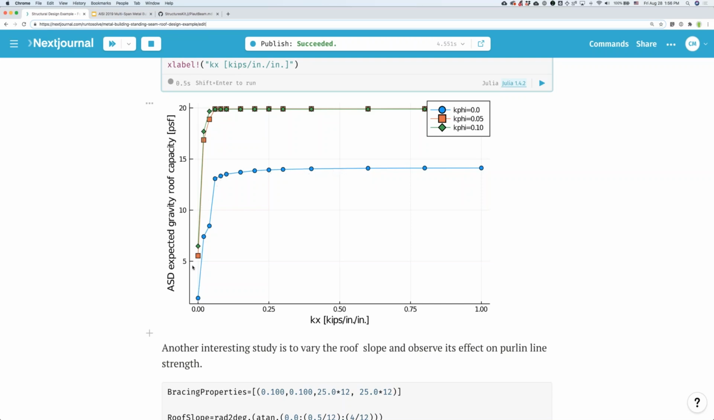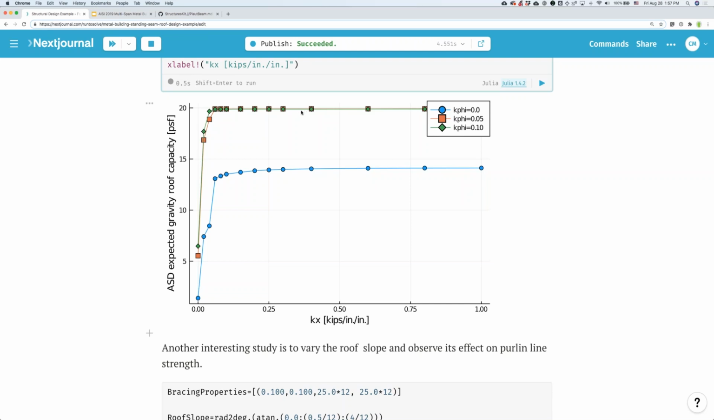You can see here the sensitivity to the lateral stiffness, the KX. We're right here at 0.1. This is what I assumed. For a sliding clip, you're probably somewhere in here, and so you can see how important the clip stiffness is and getting it right, because you can easily have quite a difference in the predicted capacity. So that's also an important conclusion here.